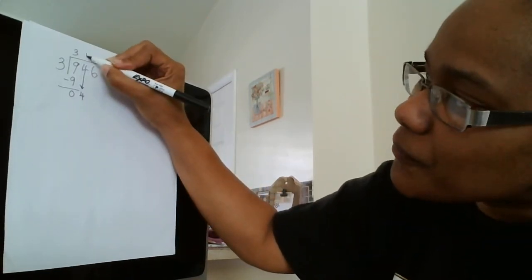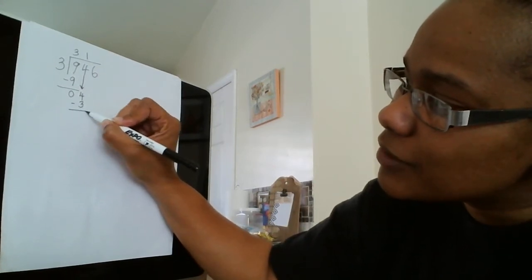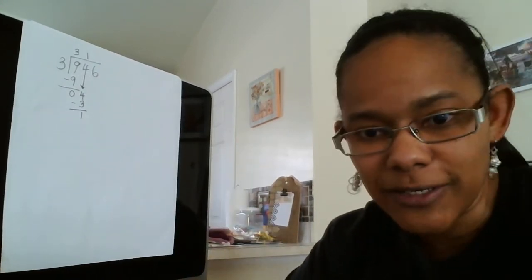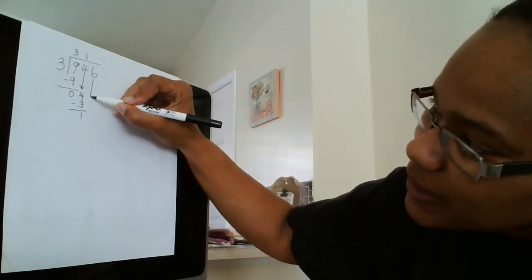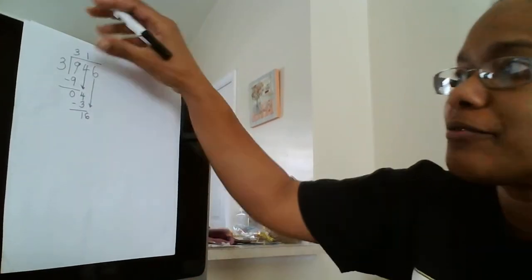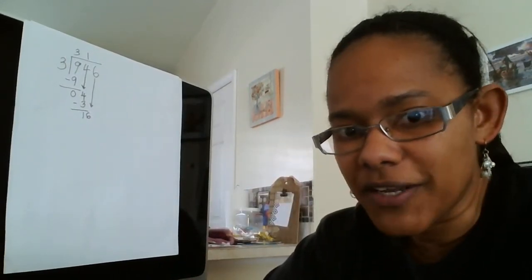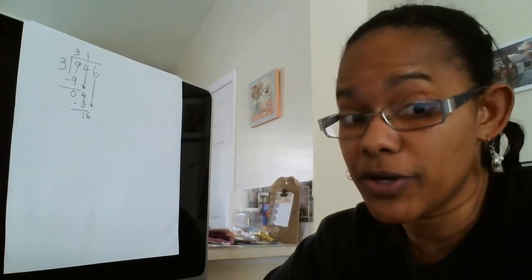So I'm going to put a 1 here. 3 times 1 is 3. 4 minus 3 is 1. Now I'm going to work with that 6. I'm going to drop it down and put it right there. So now I have 3 and 16. How many times can 3 fit into 16 without going over?